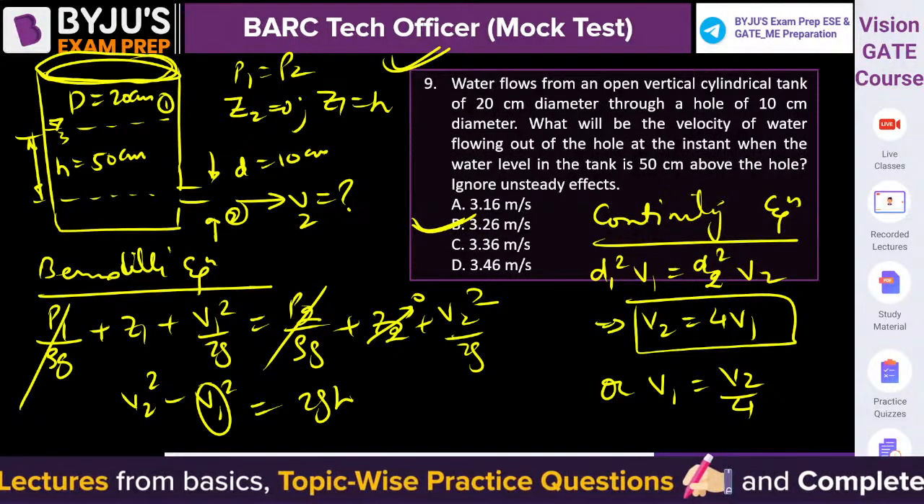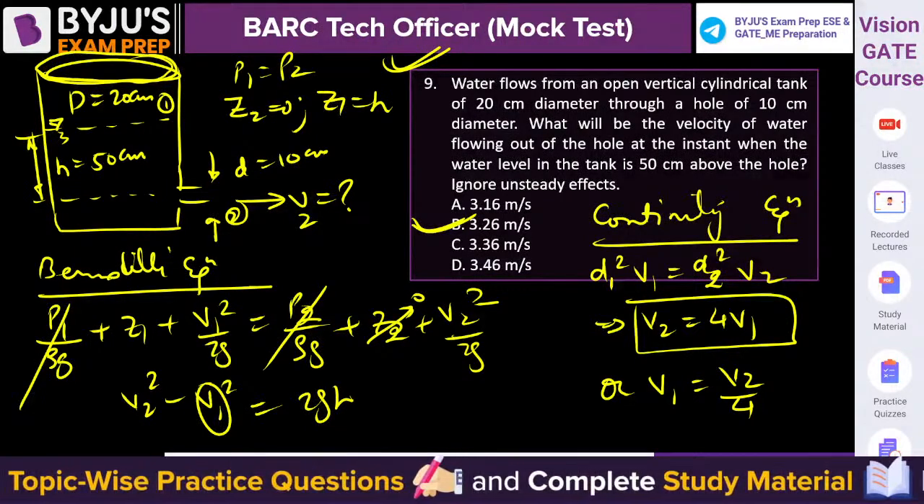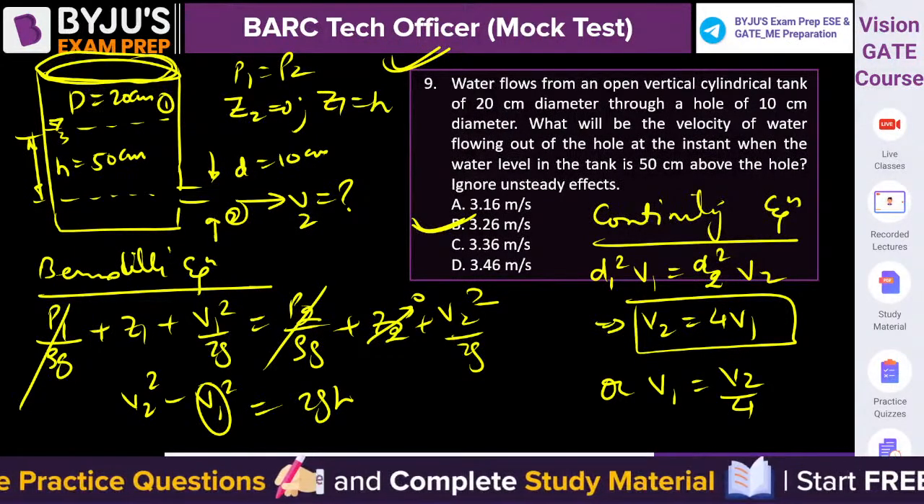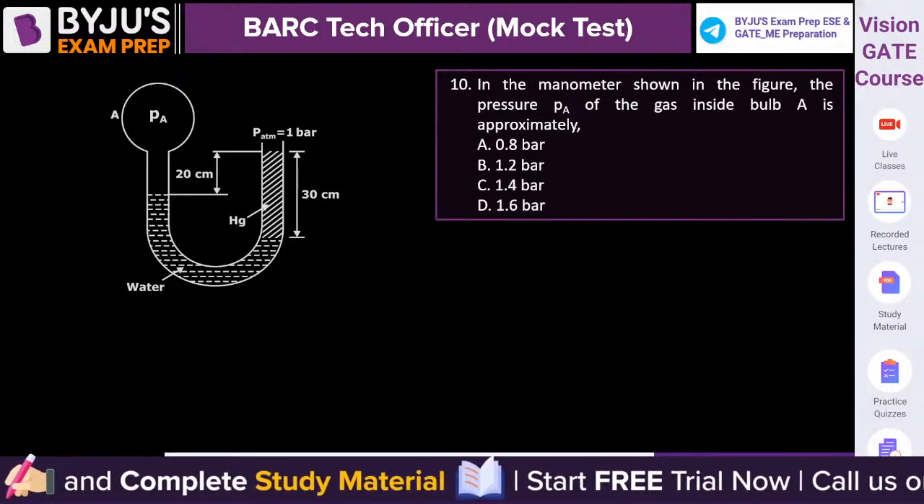It will not be A, Shiva, Maniket, Tushar, Mani. It will not be A, it will be B. B will be the answer. B will be the correct answer. Let us move to the next one.